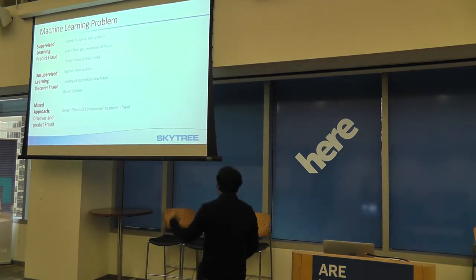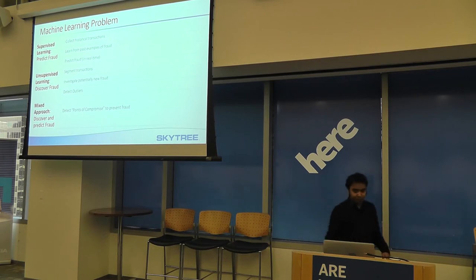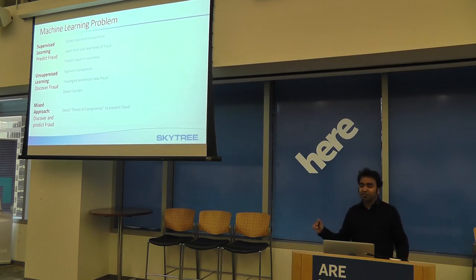And you can detect those points of compromise using a mixed approach or a post supervised learning problem, because you have some idea of this point being compromised or not compromised in the past, but you also want information about which group these merchants fall in. Is it a rogue group, is it not rogue? In those kinds of cases, a mixed approach works much better.